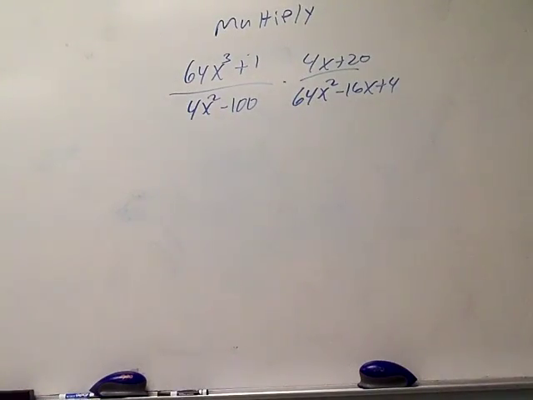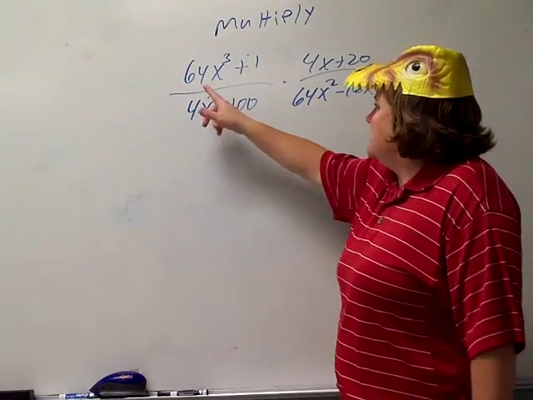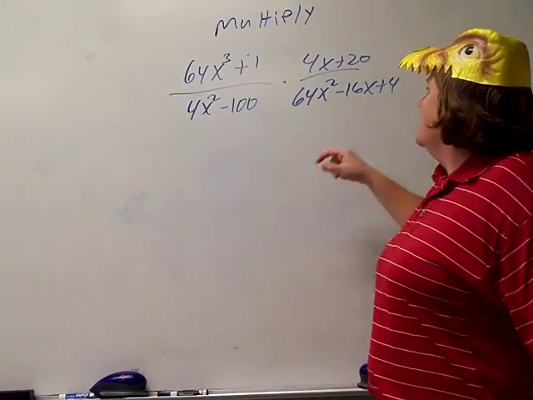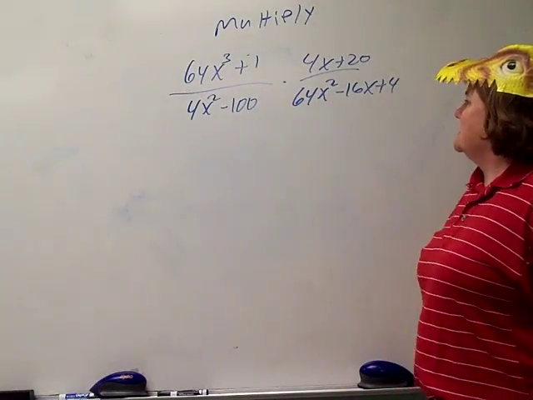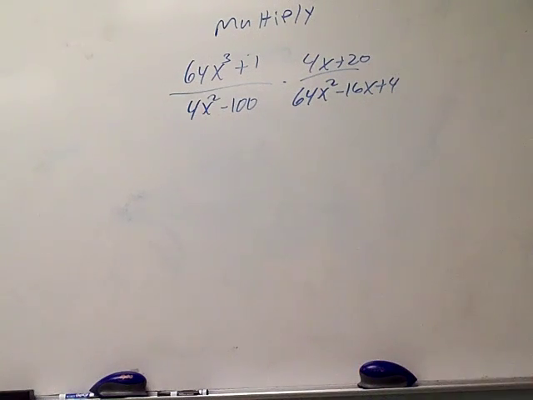Alright, asking you to multiply these rational expressions. This one took me a little bit longer, a little more involved here. I got (64x cubed plus 1) over (4x squared minus 100) times (4x squared plus 20) over (64x squared minus 16x plus 4). See what you can do.